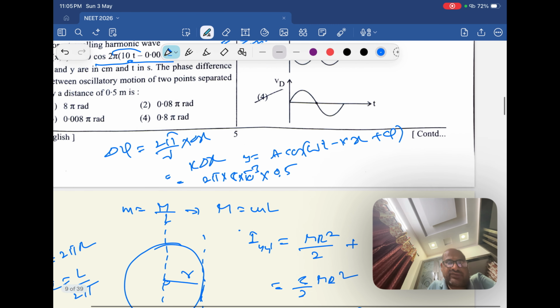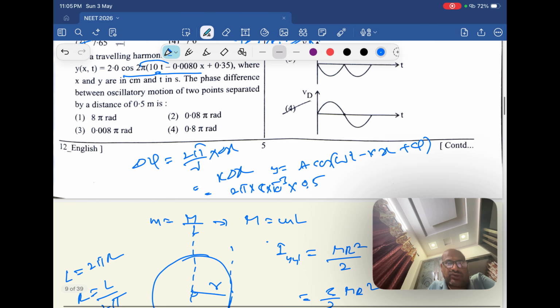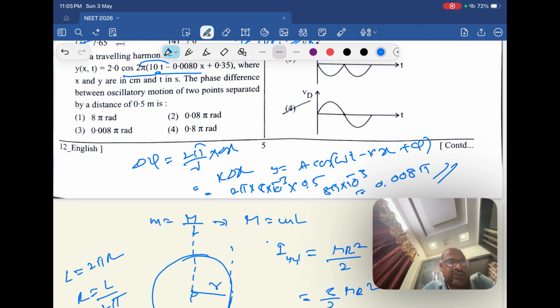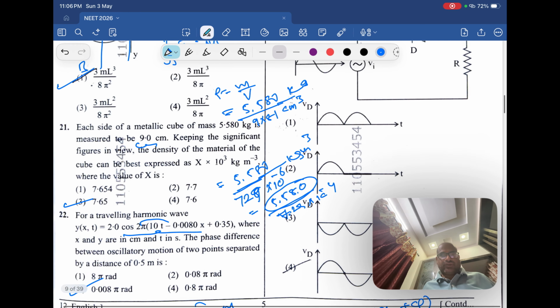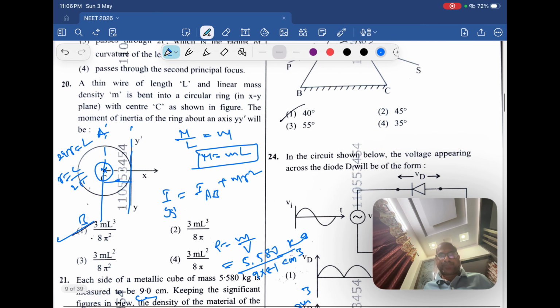So simplify this one, and that comes out to be how much? 0.5 into 2 is 1, so 8 pi into 10 power minus 3, that will be 0.008 pi. Okay, yeah, this is the right answer. So wave equation comparison, finding value of k, delta phi is 2 pi by lambda into path difference. Yeah, like this. So you have to solve fast, right?